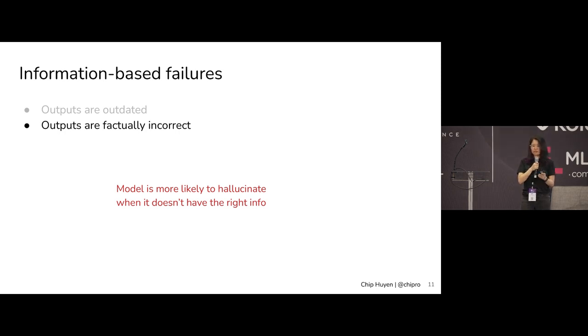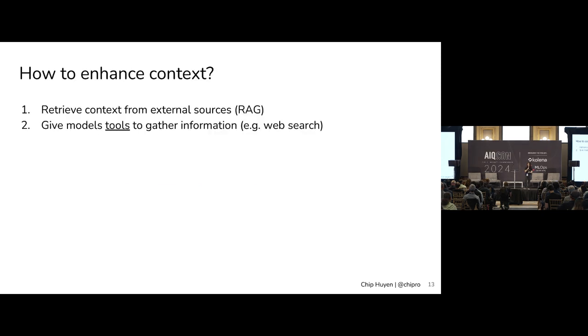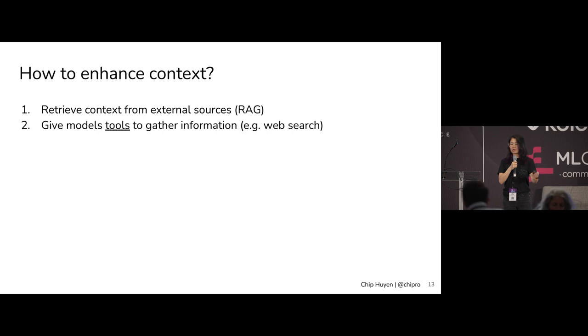I would say the first course of action is usually to try to address this kind of failure. You can do this by enhancing context. There are 2 ways you can go about it. First, you retrieve information using a retrieval system, like in a RAG system. You can also give the model tools so that it can gather information itself, for example, using web search or other sources.